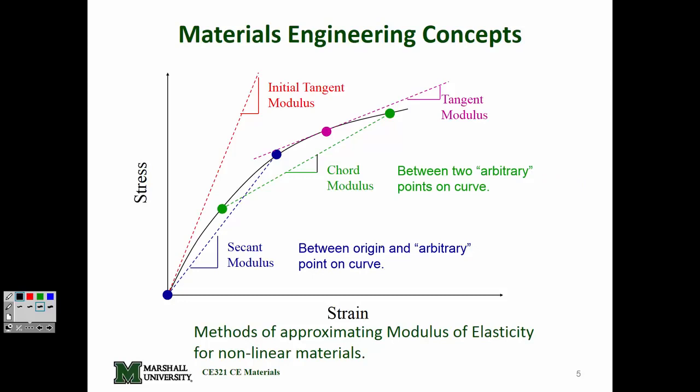Chord modulus is between any two points. A lot of times that's defined by strain. And you define your two points, put them on the curve, draw your line, and you get your chord modulus. Tangent modulus is at any point on the curve. Get the tangent to the line at that point, and get the slope of the line. You've got the tangent modulus at that particular point. And you'll call these out at those particular points when you refer to them.